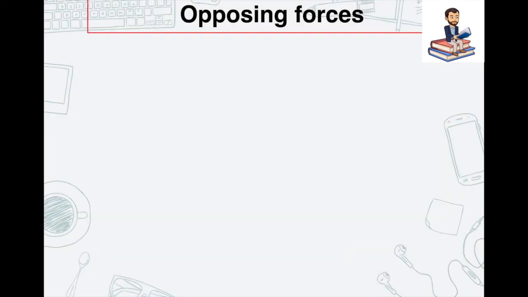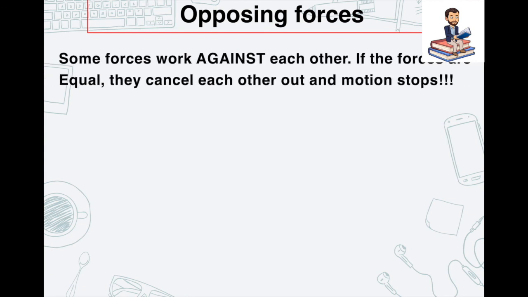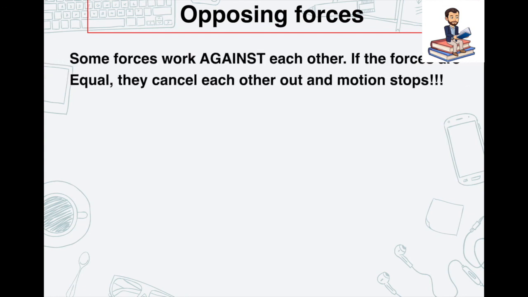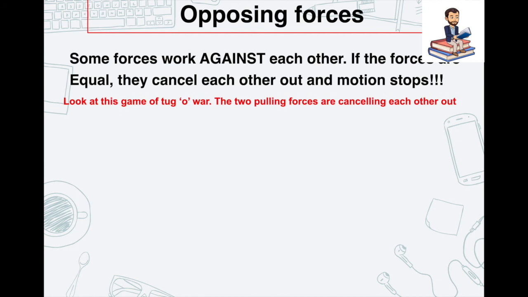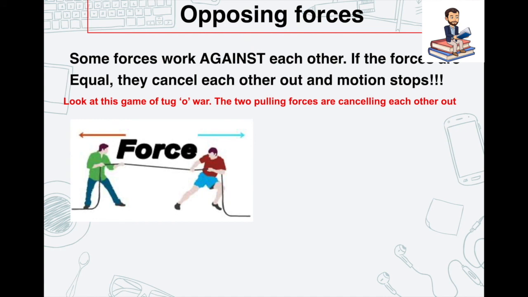So that's how we combine forces and they work together. However, some forces work against each other. If the forces are equal and working opposite to each other, or what we call opposing forces, they can cancel each other out and even stop motion. Let's have a look at this game of tug of war between two men. The two pulling forces are cancelling each other out. Both men are pulling with the same force, and they're not going anywhere. There's no movement, no motion, because the forces are working against each other.